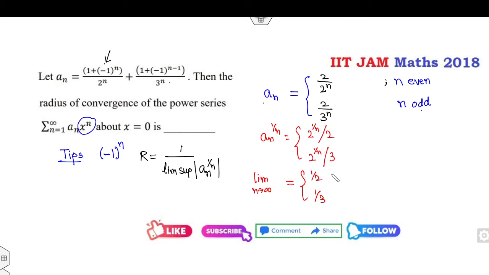Which one is the supremum? Clearly, this number is 0.5, this number is 0.33. This limit is my supremum. So I can substitute this number 1 over 2. So the right answer is 2. Always remember, whenever there is a question of (-1) raised to power n, always break it into two components.